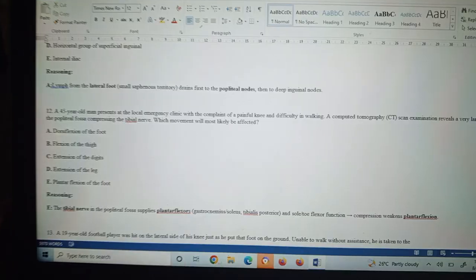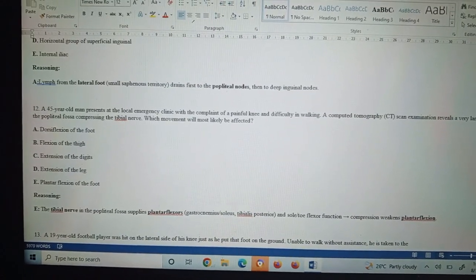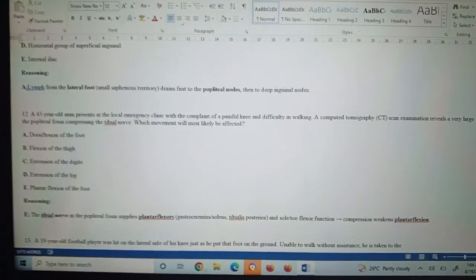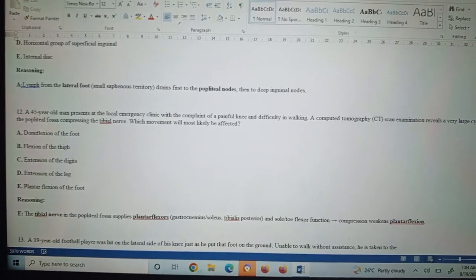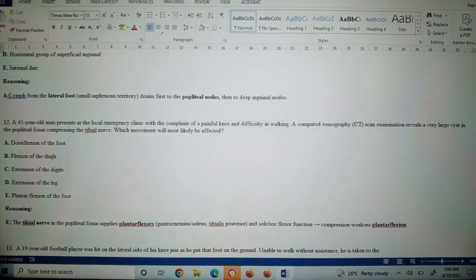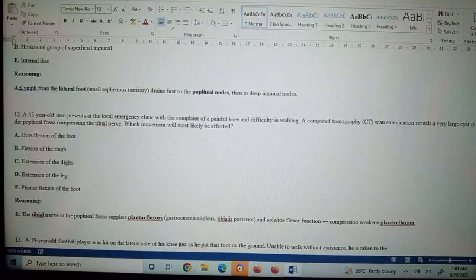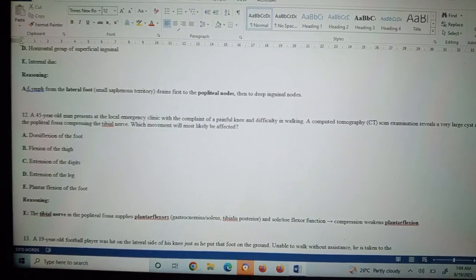Question number 12 says a 45-year-old man presents at the local emergency clinic with complaint of a painful knee and difficulty in walking. A CT computed tomography scan examination reveals a very large cyst in the popliteal fossa compressing the tibial nerve. Which movement is most likely to be affected?